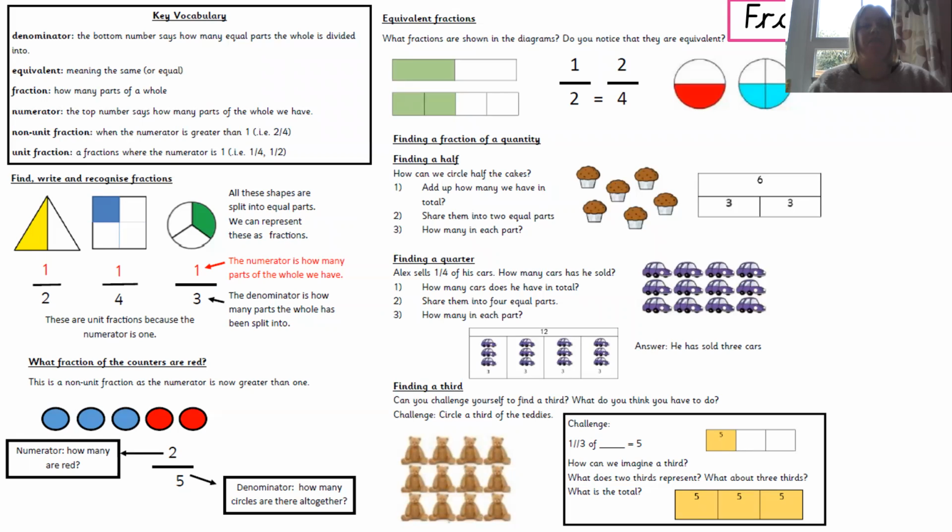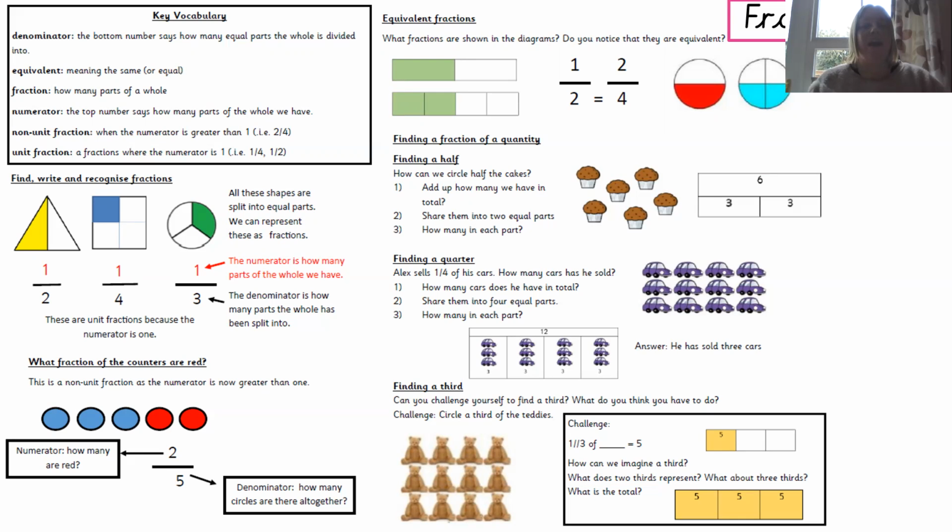Non-unit fraction, when the numerator is greater than 1. For example, 2 quarters. Unit fraction, a fraction where the numerator is 1. For example, 1 quarter, 1 half. Can you think of another example of a unit fraction?